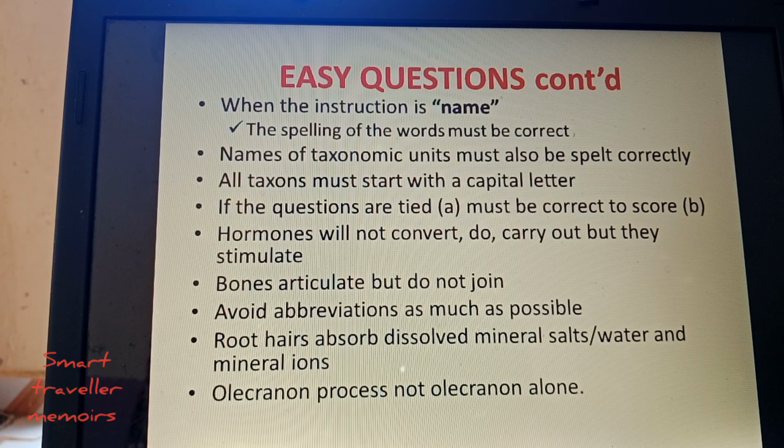Root hairs absorb dissolved mineral salts, or water and mineral ions. Olecranon process, not olecranon alone. You are supposed to write the word process.